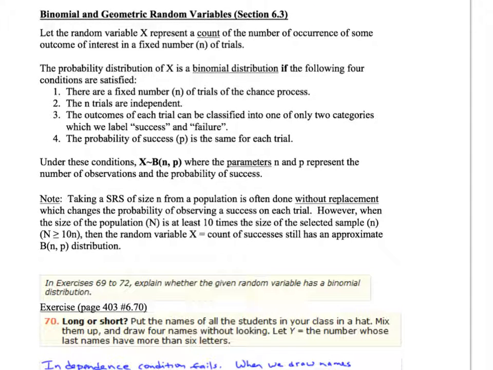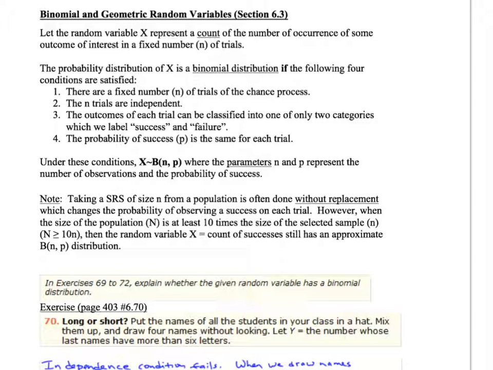So I'm at the top here. Section on binomial and geometric random variables. First, we let this random variable X represent a count of the number of occurrences of some outcome of interest in a fixed number of trials. We've seen that that type of variable is a discrete variable, and we're about to talk about a special scenario where a probability distribution of X is called binomial if it has each of the following four conditions.